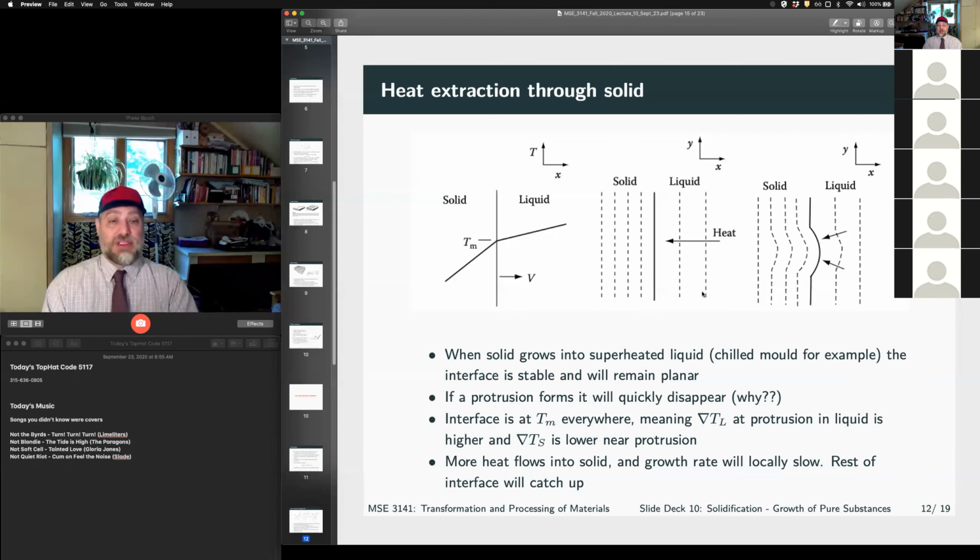Okay? So we can imagine if we form a little protrusion like this. And for the sake of this argument, let's pretend that the radius of this protrusion is relatively large so we can ignore Gibbs-Thomson for right now. We'll take Gibbs-Thomson into account when we actually consider dendrite growth. But for now, let's ignore that. Okay?